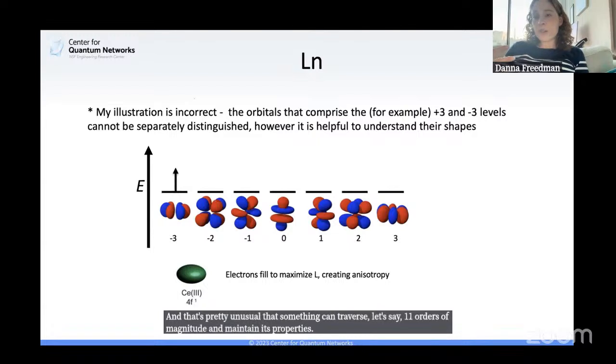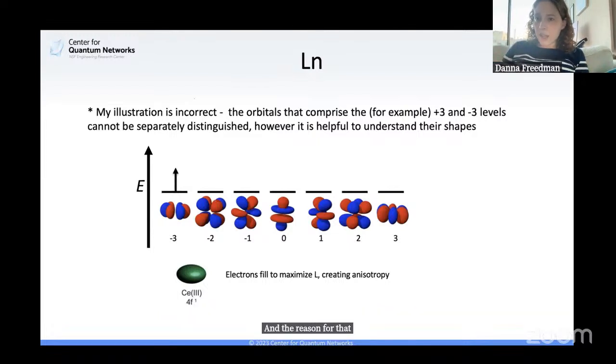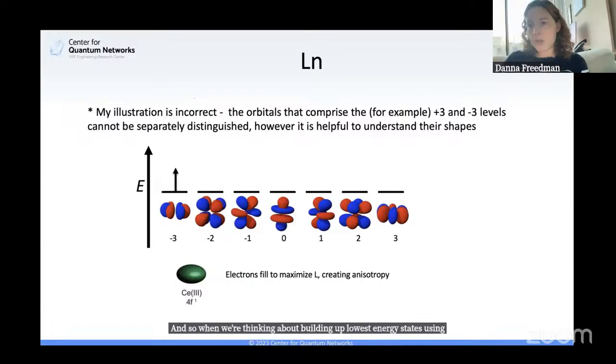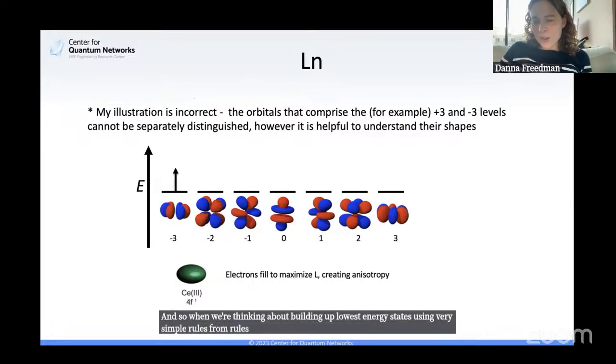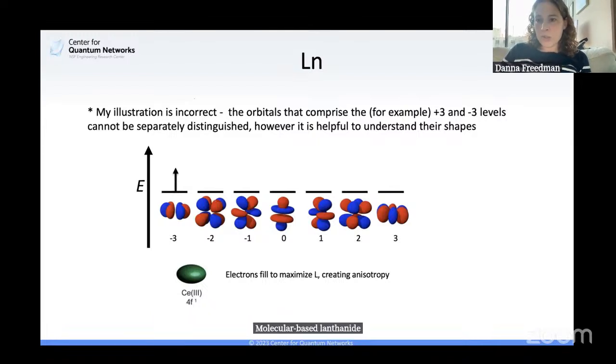The reason for that really is that these f electrons are part of the core. And so when we're thinking about building up lowest energy states using very simple rules from intro chem or physics, however you want to think about it, lanthanides are the perfect playground for this. And this is one reason why molecular-based lanthanide systems have a lot of promise for the quantum internet.